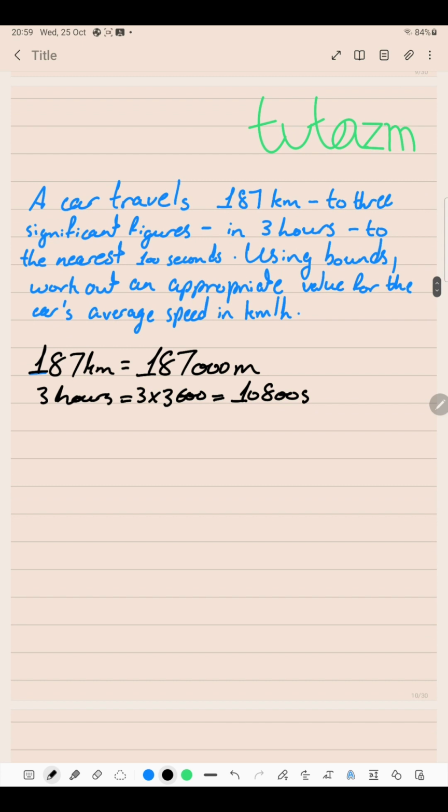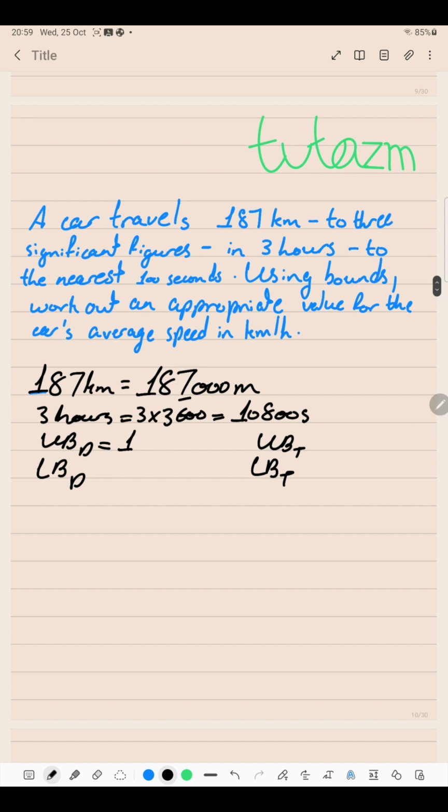Therefore, our upper and lower bounds for our distance and time are going to be these. So upper bound for the distance, lower bound for the distance, upper bound for the time, lower bound for the time. So the upper bound for the distance here is to three significant figures. So our upper bound for the distance would be 187,500 meters.